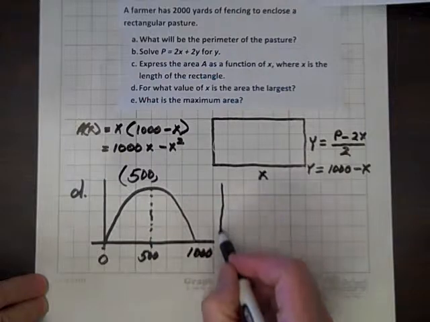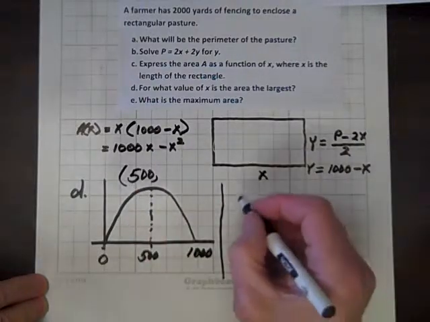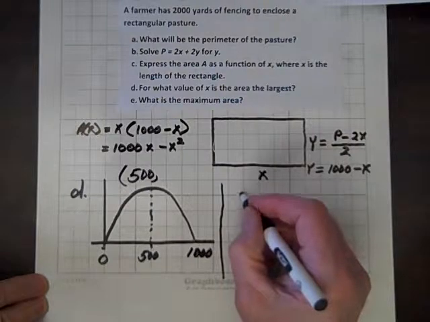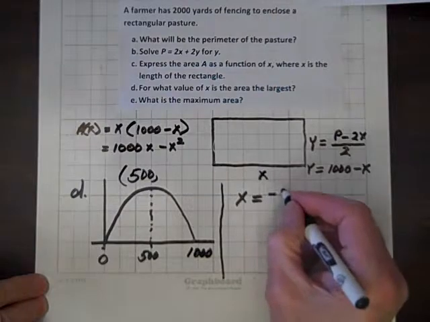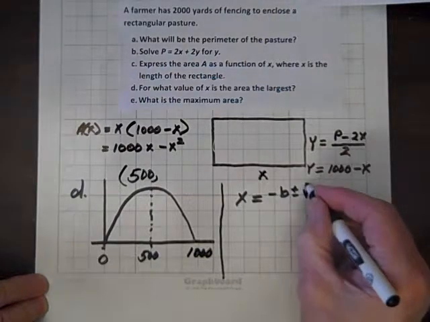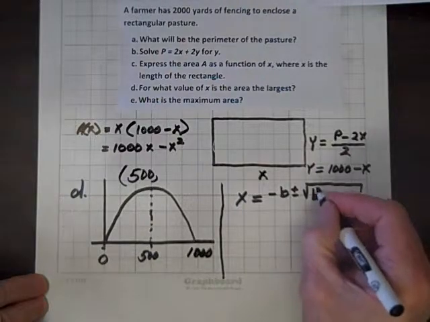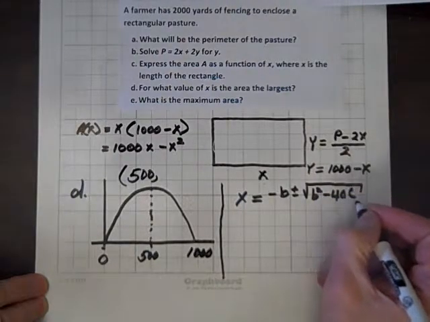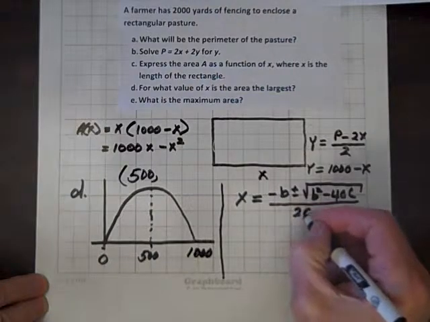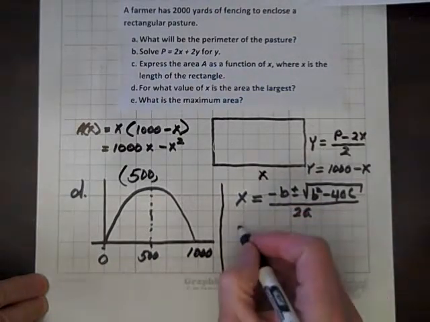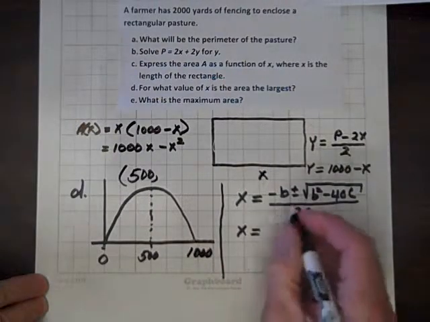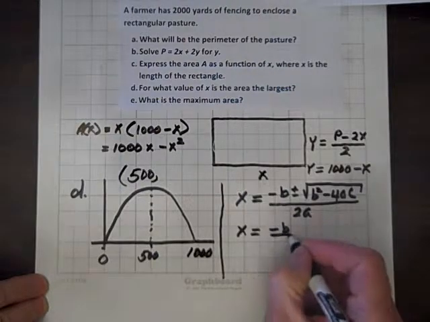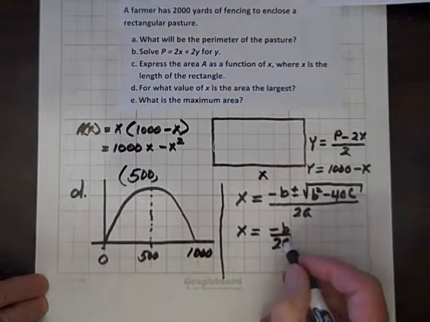Now there's another way to find this value, and that is this. Consider the quadratic equation. x equals minus b plus or minus the square root of b squared minus 4ac over 2a. The axis of symmetry corresponds to x equals minus b over 2a. That is the axis of symmetry for any quadratic equation.